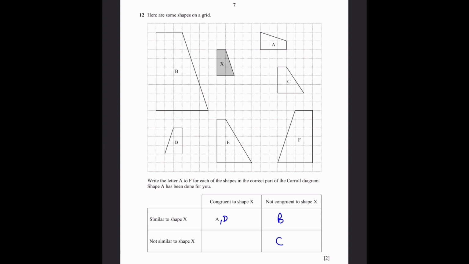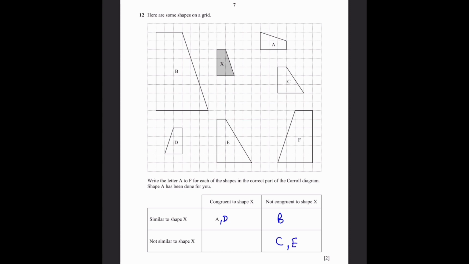Now for similarity, this is 5 length, this is 3 length. We have to multiply 5 by 3. This length is 2 units and this length is 4 units. We have to multiply this thing by 2. But the multiplications are not the same, that's why they're not similar. So E also comes under this category.